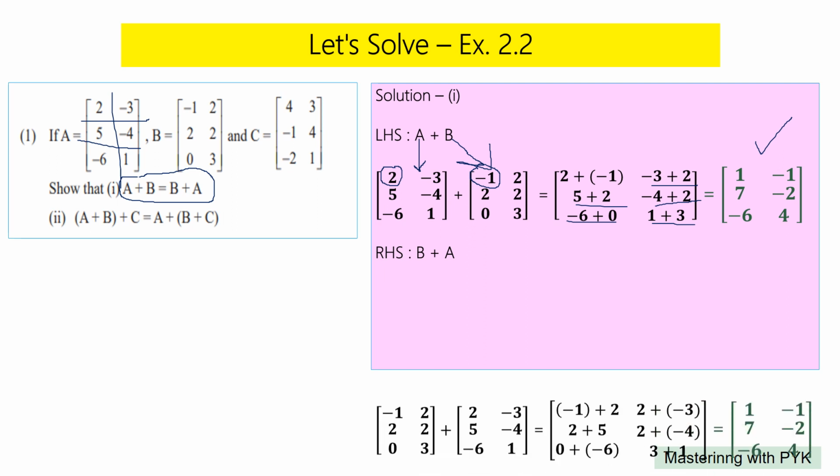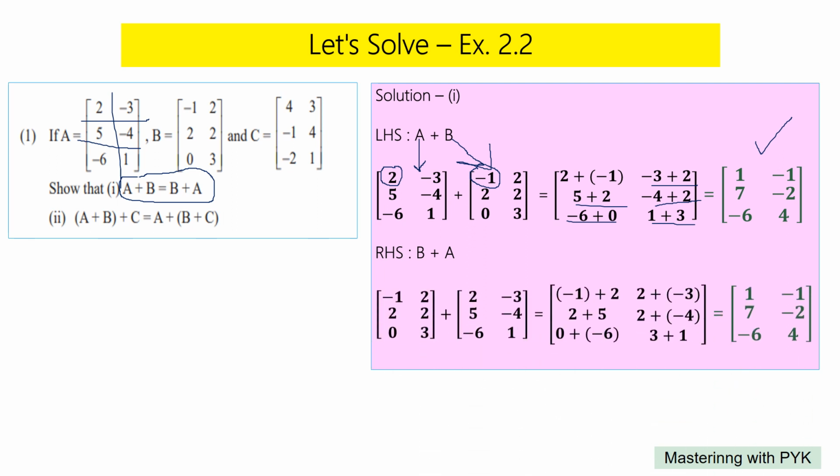Now the right hand side. Right hand side says that the order is being changed. So we have B matrix which will be added to A. So this is your B matrix added to A, right? Similarly, the respective elements of the matrices will get added. So on addition, we get a matrix which is same as left hand side. So these two matrices are equal.